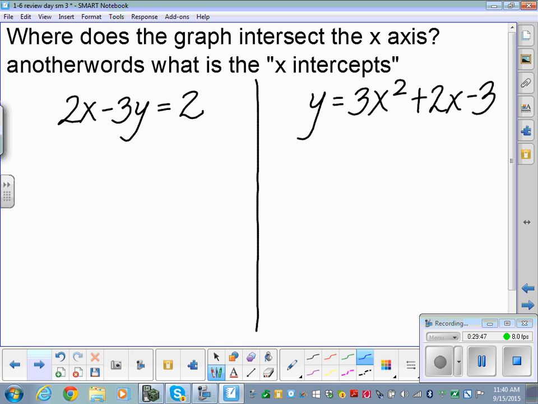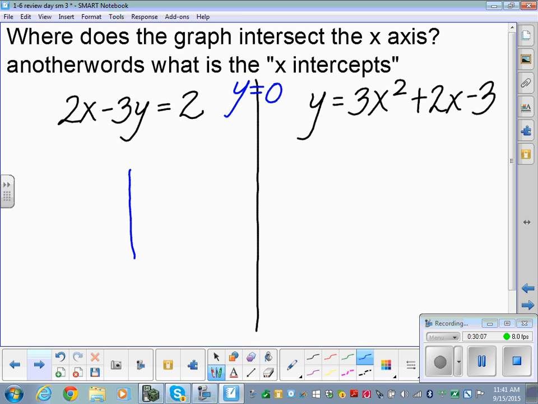All right, it says, where do the graphs intersect the x? Oh, it says, where does the graph intersect the x-axis? In other words, what is the x-intercept? When it's asking for x-intercepts, that means where does it cross the x-axis? Well, this always happens, guys, when y is equal to 0. So it crosses the x-axis when y is equal to 0.